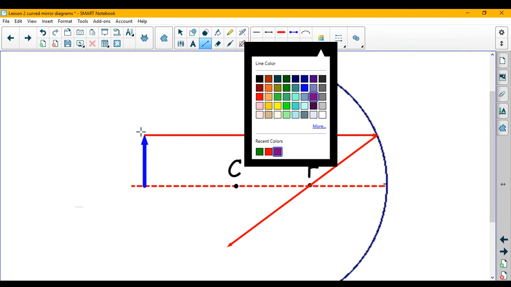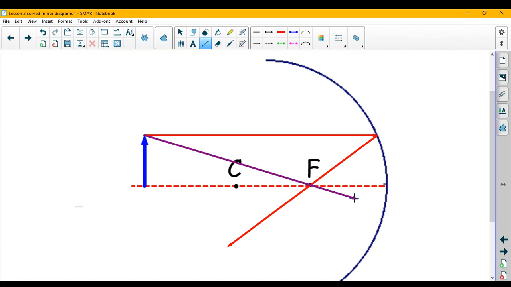Rule number two, I'm going to start at the top of my object again. I'm going to go down through the focal point, and then remember, once it goes through the focal point, it's going to go straight out. There we go, straight out. I've done it in a different color. You don't have to. I've just done it in a different color so you can see the difference. Again, if you need to pause, stop so that you can draw on your second line.